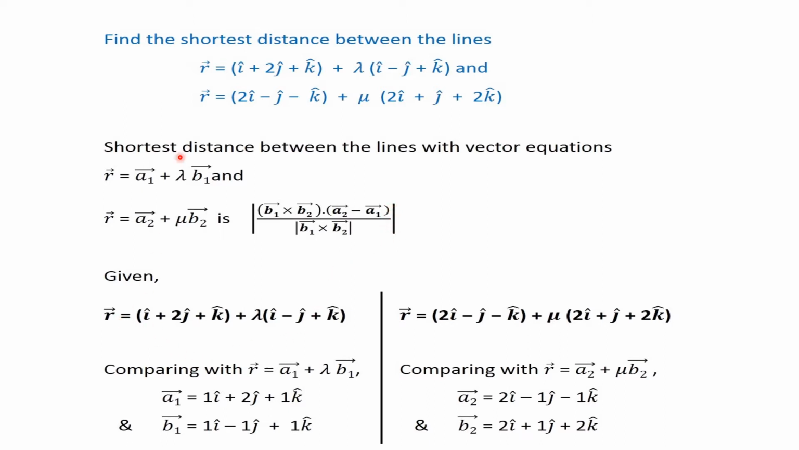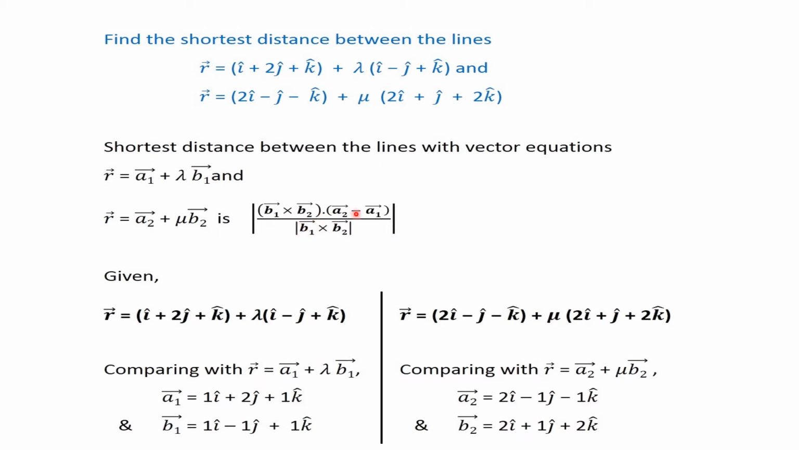So now clearly from the first equation, how to choose who are a1 and who is b1. So this is my first vector, as it is of the form a1 plus lambda b1. So this is my vector a1, i plus 2j plus k, right? And b1 is your i minus j plus k. And in this second equation, your a2 is this vector 2i minus j minus k, and your b2 is 2i plus j plus 2k. So we will find accordingly your b1 cross b2, and then a2 minus a1.